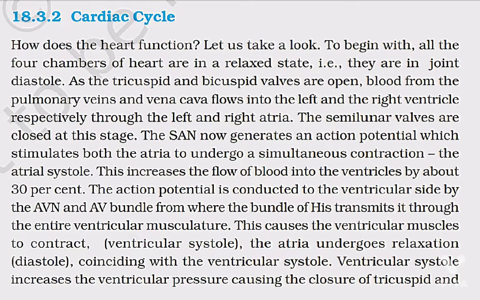As the tricuspid and bicuspid valves are open, blood from the pulmonary veins and vena cava flows into the left and the right ventricle, respectively, through the left and the right atria. The semilunar valves are closed at this stage. The SAN now generates an action potential which stimulates both the atria to undergo a simultaneous contraction, the atrial systole. This increases the flow of blood into the ventricles by about 30%.